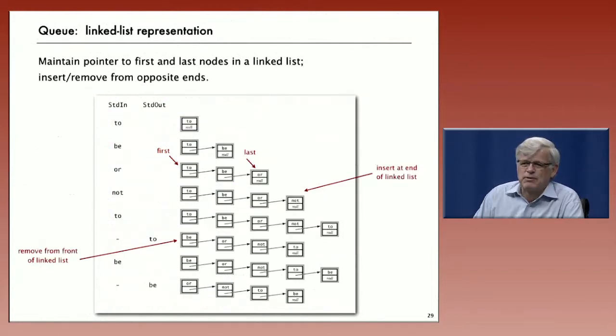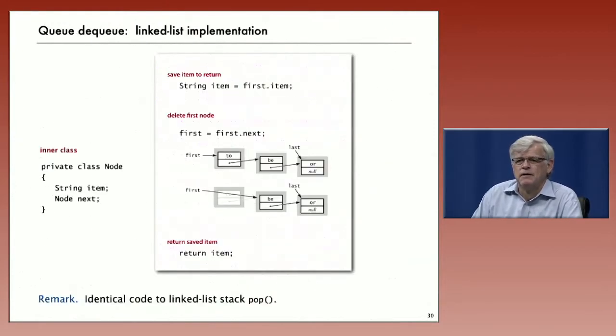So now, for our representation of a queue with a linked list, we need to maintain two references, one to the first item in the list and the other to the last item in the list. When we insert, we're going to add the item at the end of the list instead of at the beginning, and when we remove, we'll take it off the front. So here's the implementation of dequeue. It's identical to the code for pop for a stack. We save away the item, we delete the first node by advancing the reference, and then we return the item.